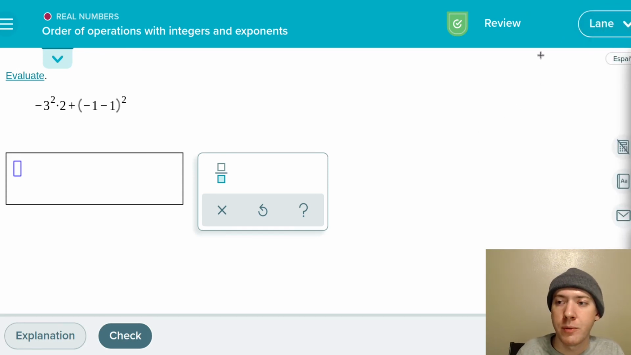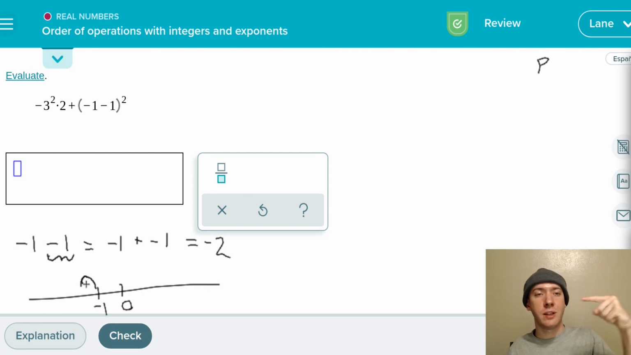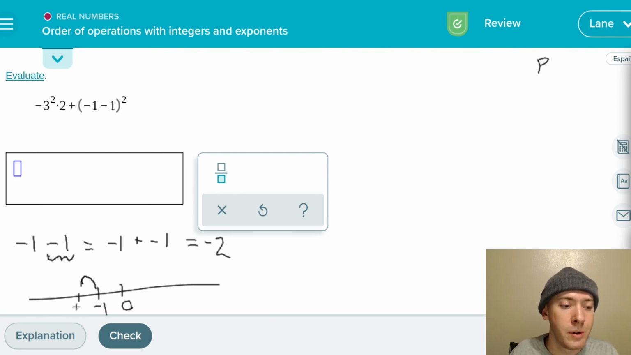Okay, for this one, we're going to start by saying, are there parentheses and is there anything to do inside them? Yes. What is -1 minus 1 in here? -1 minus 1 is going to mean the same thing as -1 plus -1, which is -2. Or, again, we could think about a number line. Start with -1, subtracting 1 from -1 would mean to move one space to the left on the number line. And so we would arrive at -2. So I'm going to replace the contents of the parentheses here with a -2.